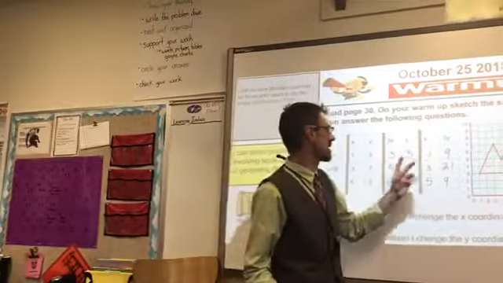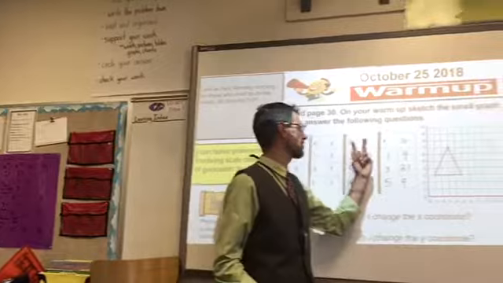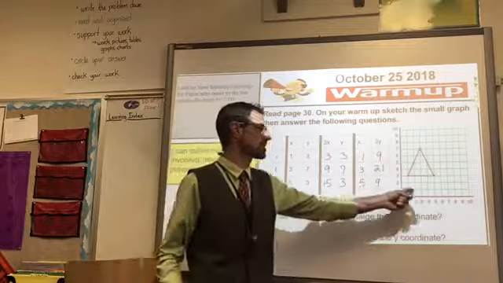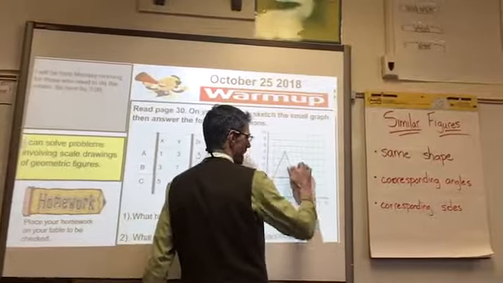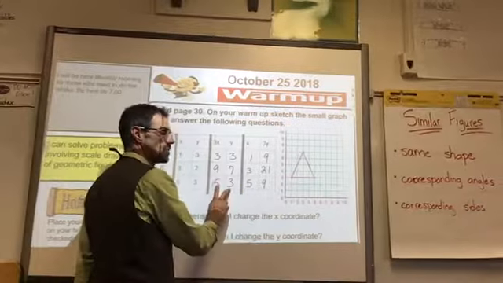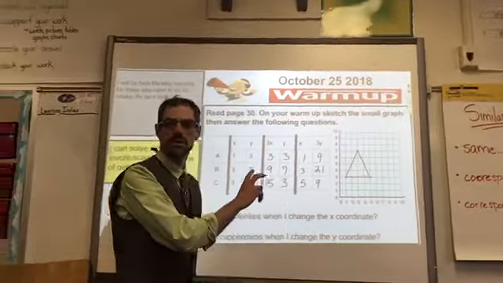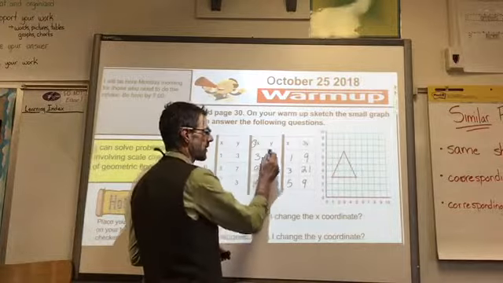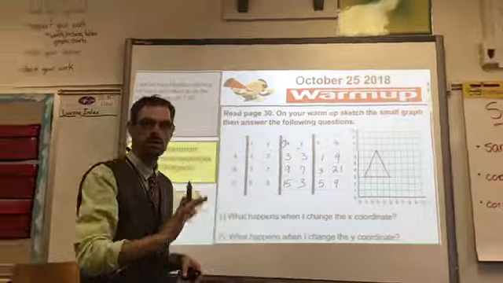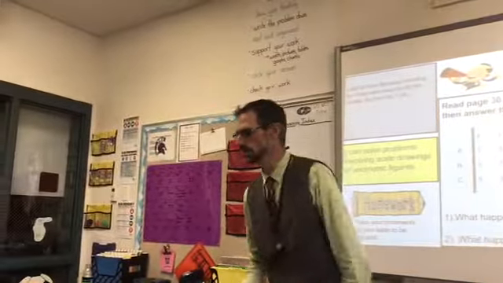So if I think about these coordinates on this graph, what's going to happen to this triangle here with my new ordered pairs? With a new scale of 3 for x and no scale for y. Talk to your partner. What's going to happen?